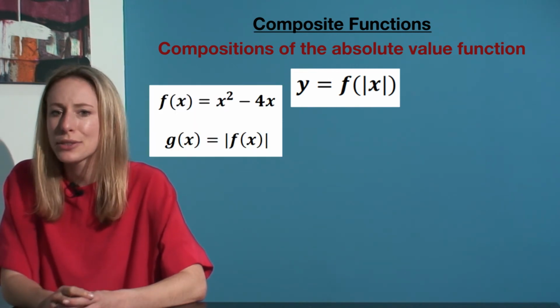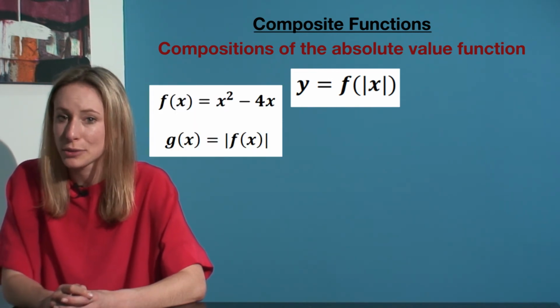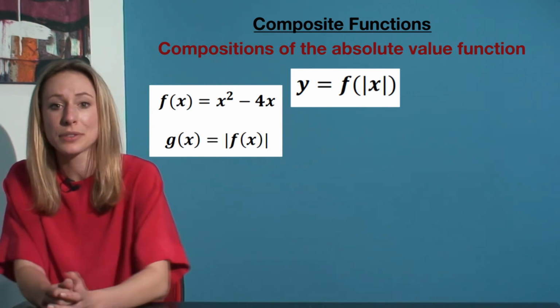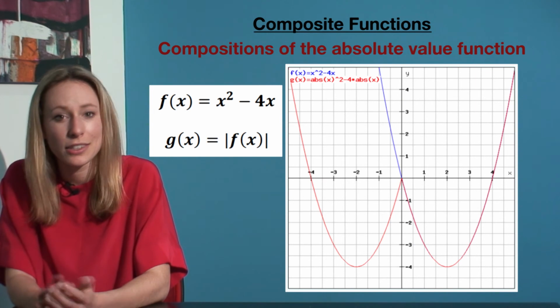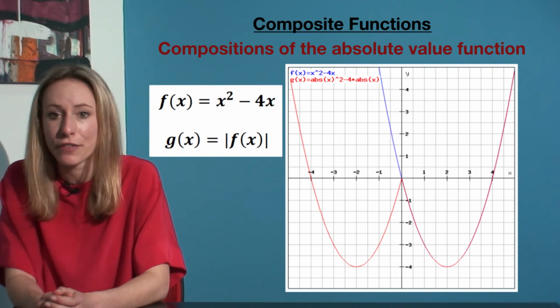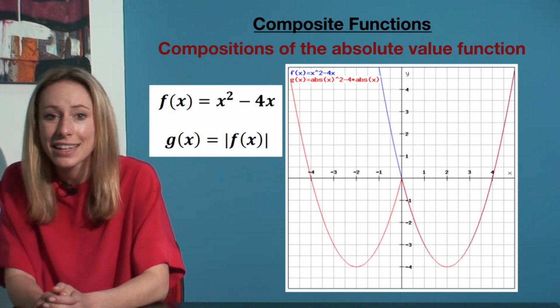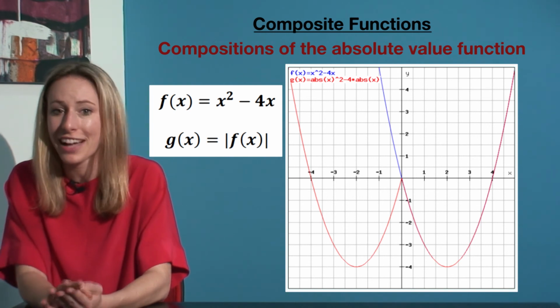For an example, let's look again at the functions f of x equals x squared minus 4x and g of x equals the absolute value of f of x. Here we sketch the function of g of x, the red line, the same as f of x along the positive axis, and then reflect that image onto the negative axis.